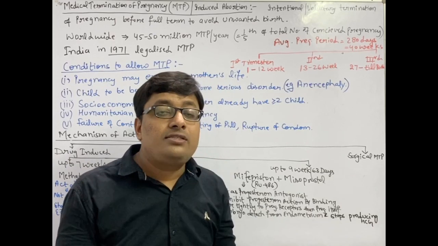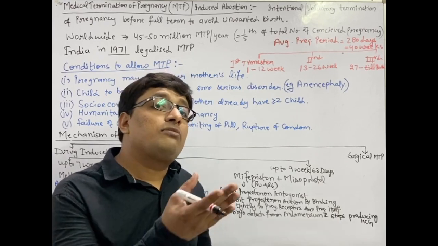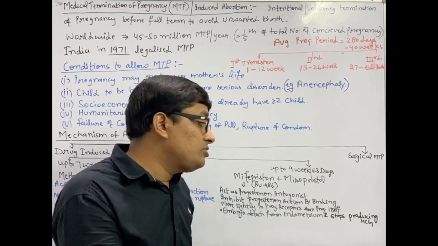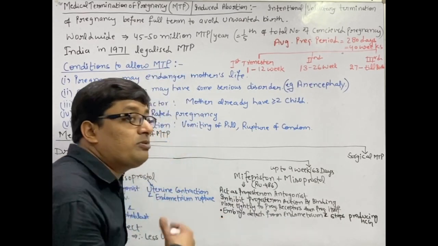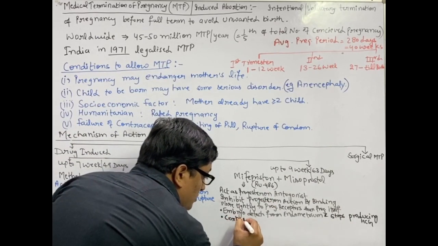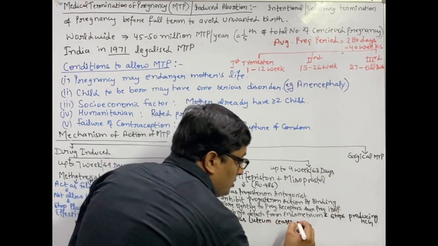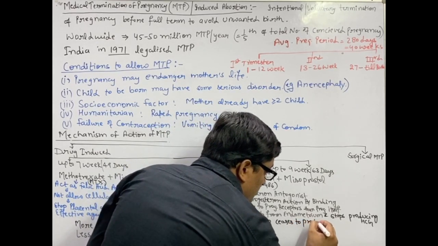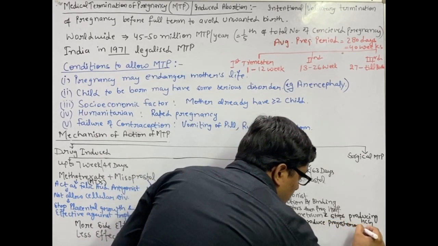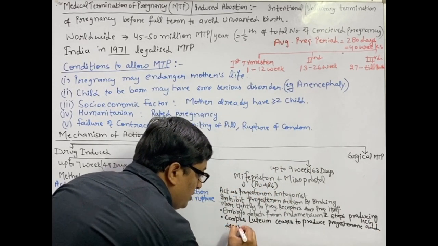This HCG maintains the corpus luteum, and the corpus luteum continues to produce the progesterone, which maintains the endometrium. Now when HCG stops being produced, the corpus luteum does not produce further progesterone. The corpus luteum ceases to produce progesterone and will degenerate.